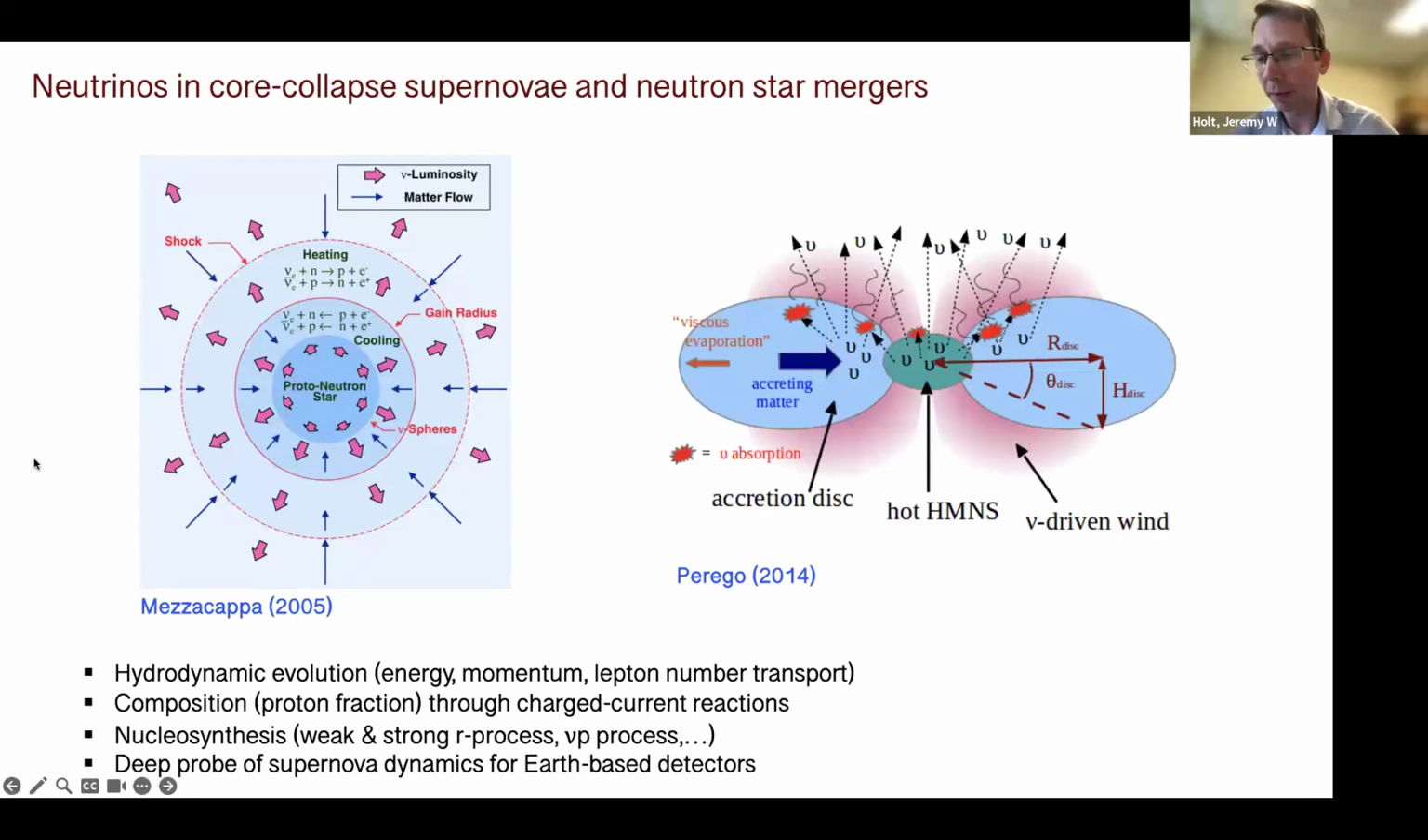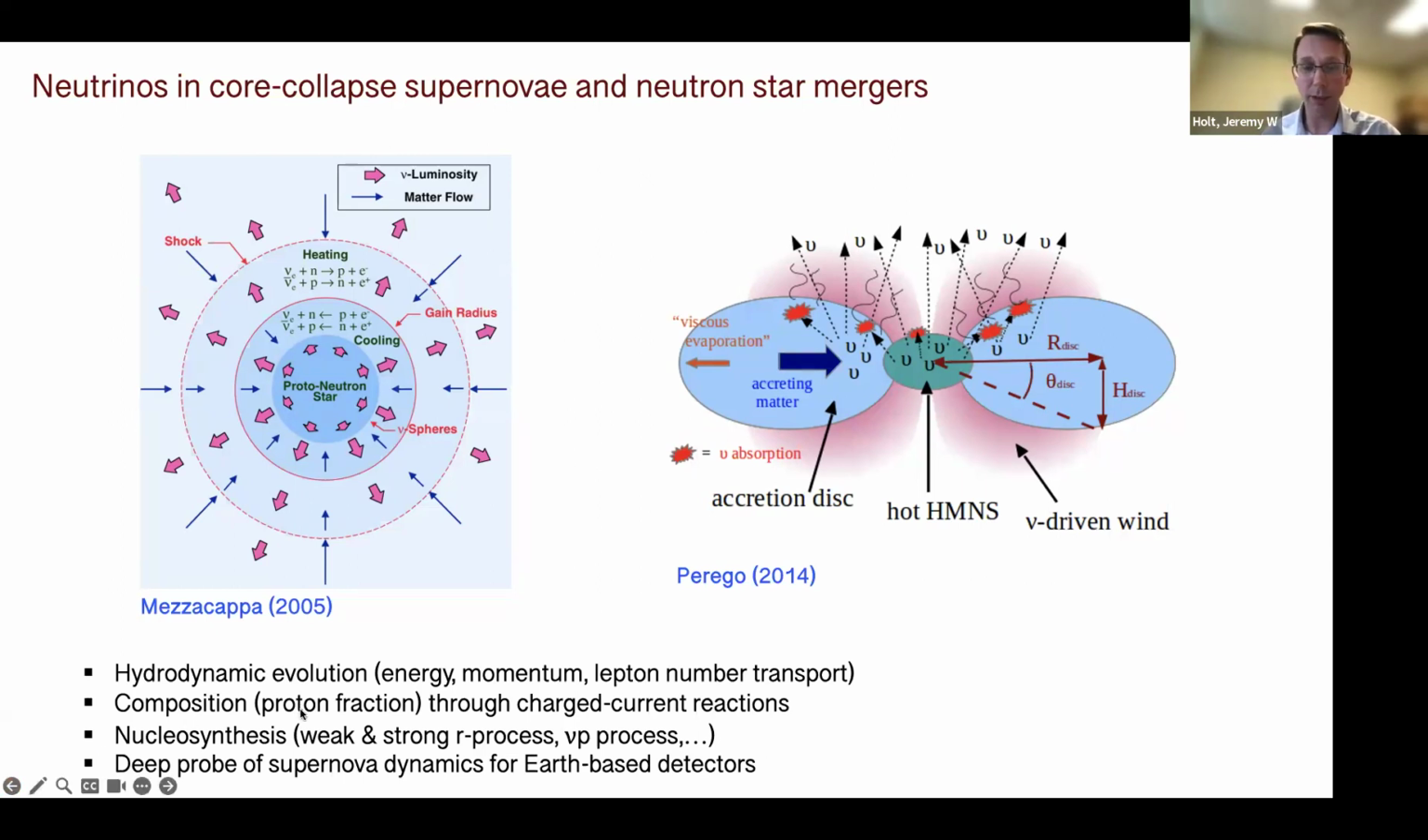I think we probably all know that neutrinos are a crucial participant both in core collapse supernovae and neutron star mergers. The neutrinos affect not only the hydrodynamic evolution of these systems, in particular the energy, the momentum, and the lepton number transport over relatively large distance scales, but they also affect the composition of the matter that's ejected from these systems.